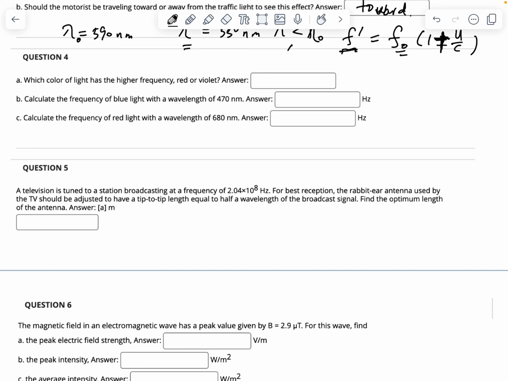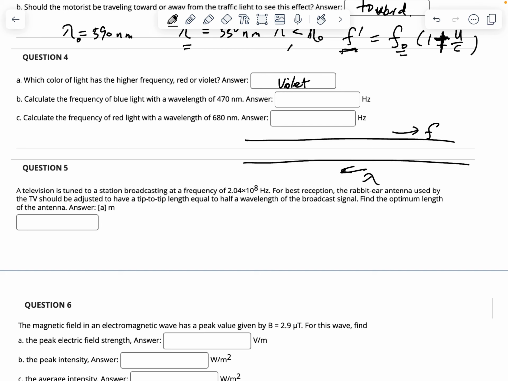Which color of light has the higher frequency, red or violet? From the full spectrum, you know, high frequency means short wavelength, so violet has the higher frequency. This is the visible range. This is your violet, this is your red. Violet has the high frequency.